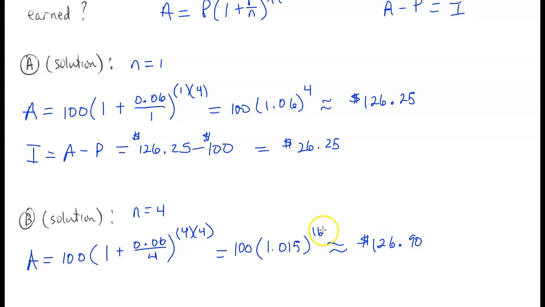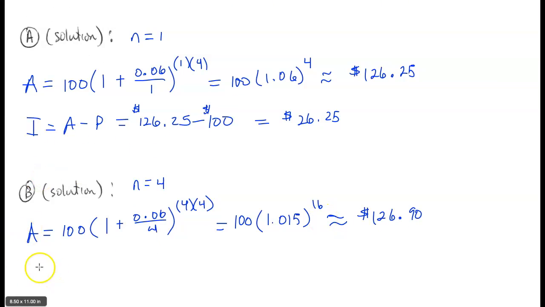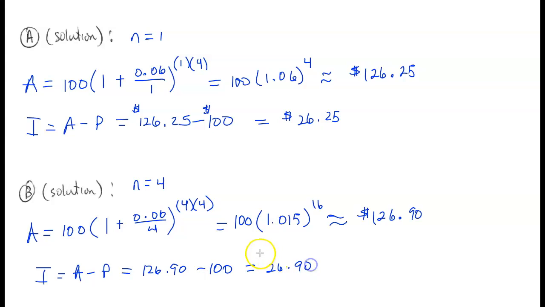And that's going to be $126.90. Okay. So of course here we know that the amount of interest earned is going to be the difference between what was accumulated and what was initially put in. And of course this time it is going to be $26.90. So we see just because the compounding period is different here, we're earning about an extra 65 cents total over this investment.